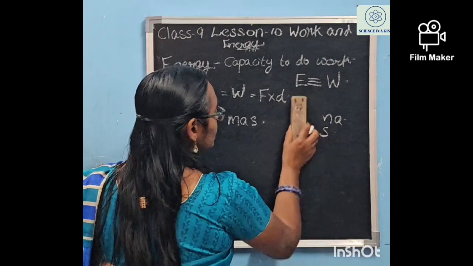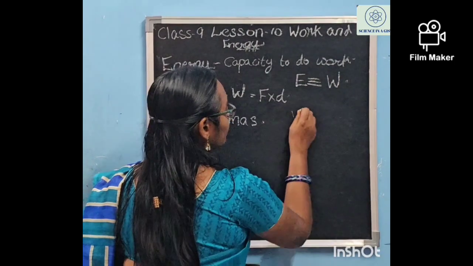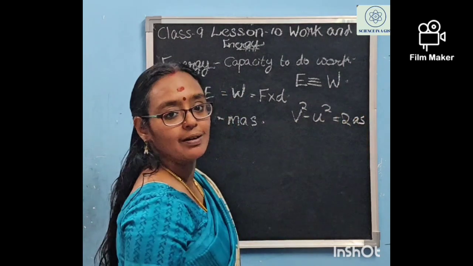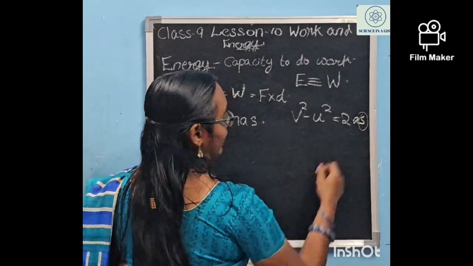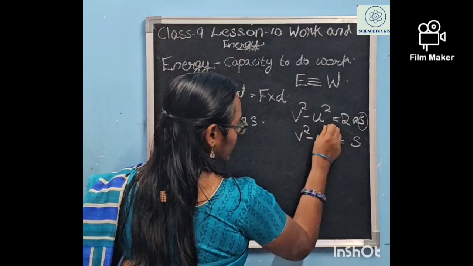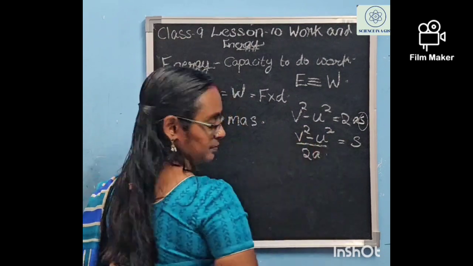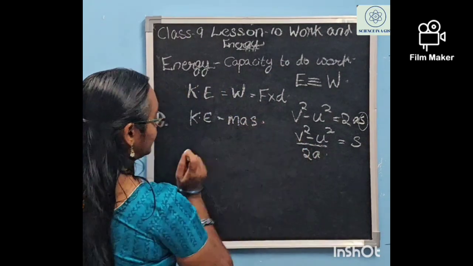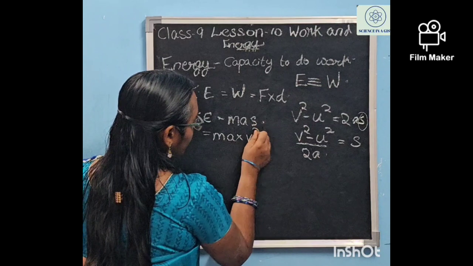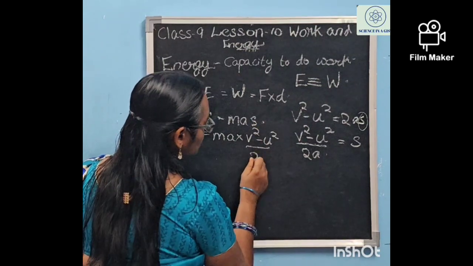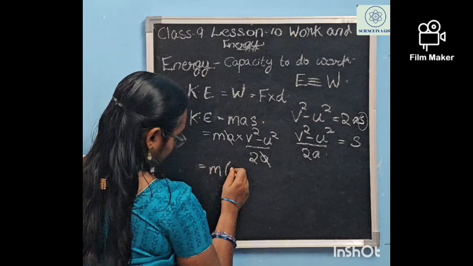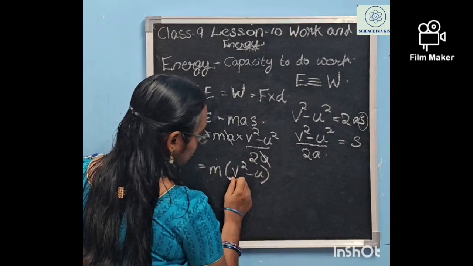We have learned the laws of kinematics, isn't it? V square minus U square is equal to 2AS. Do you remember? We have learned it, right? So what is S? Can you derive S out from it? So S will be V square minus U square divided by 2A. So instead of S, we can apply that here. That's equal to m into a into V square minus U square divided by 2A. This A and A got cancelled. It is equal to m times V square minus U square by 2.